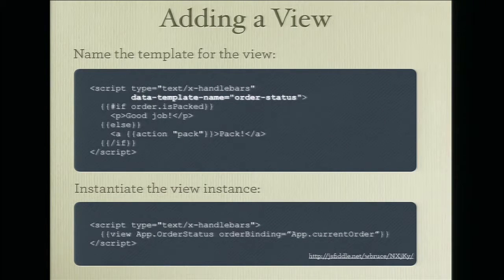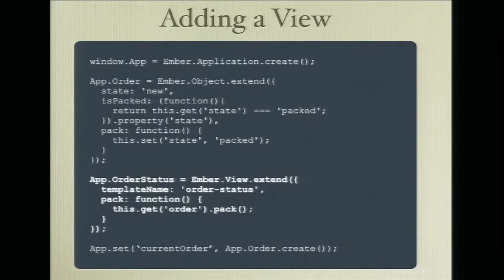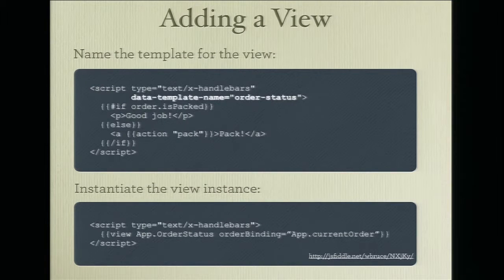You'll notice this action pack. What that does is that when someone clicks on that link, it will call the pack function on whatever context it is, which is the view. So if we look back here, you'll notice in the highlighted portion, that pack function will get called, which will just call pack on the order, which above just sets the state to packed, which in that first template will cause the if condition to change. That bound property will change because is packed will change.